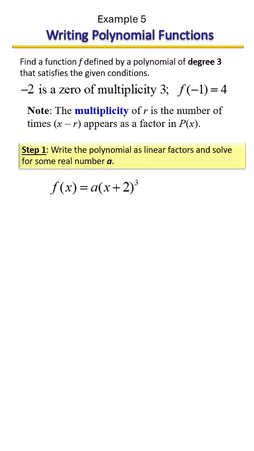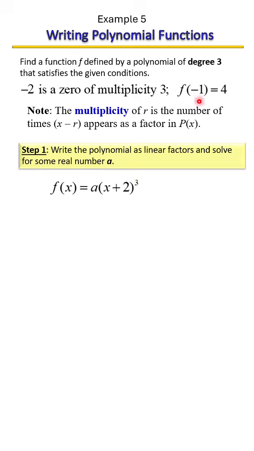Now we still need to find a, because again, a tells you not only the end behaviors of the graph, but it also tells you if there's any stretching or compression or whatever that's going on. So let's find a. To do that, we're going to plug in the value they gave us.